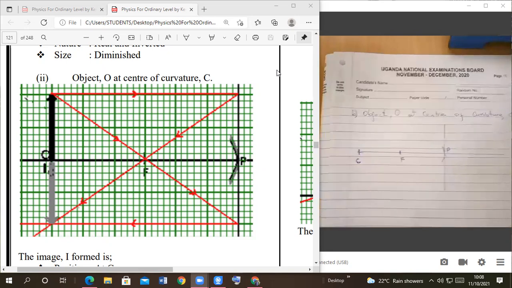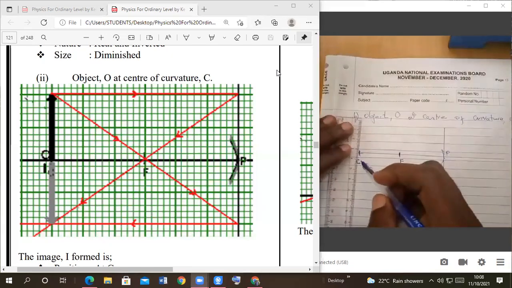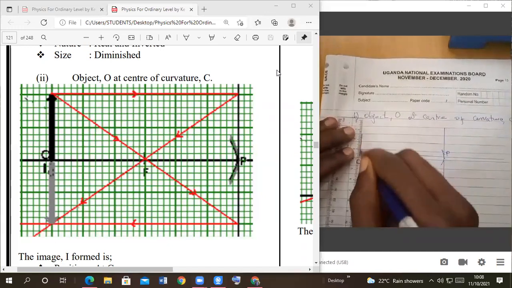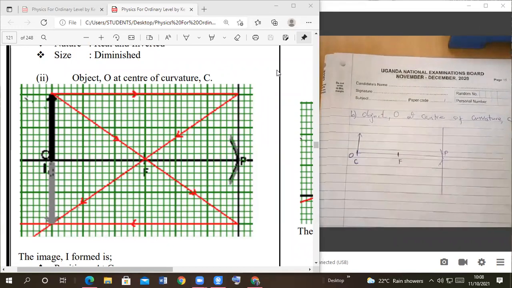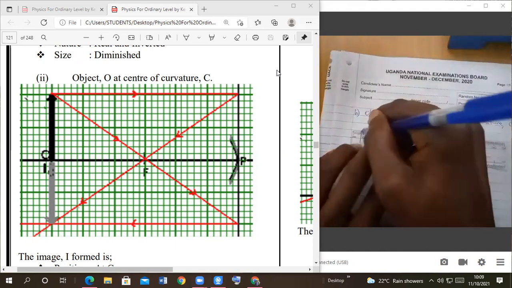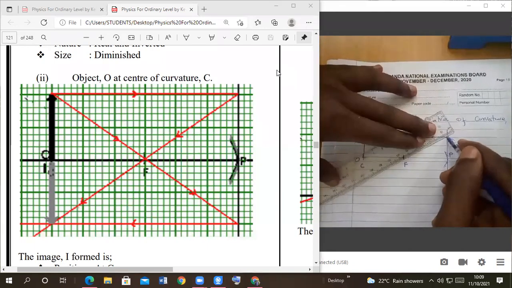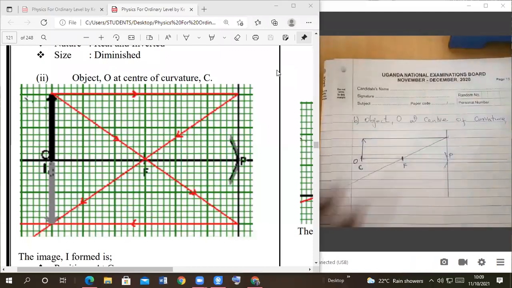So members, where is the object going to be placed? The object is at the center of curvature. So let's assume that is here. This is where the object O is. So we draw again. We follow the steps. We draw a ray which is parallel to the principal axis. It is reflected through the principal focus, like that.